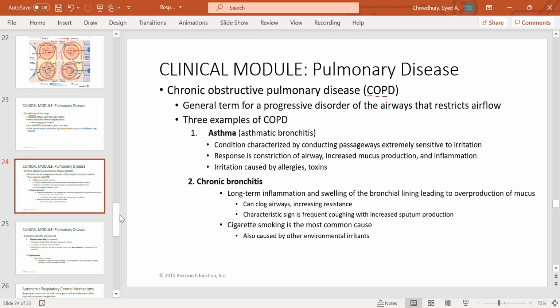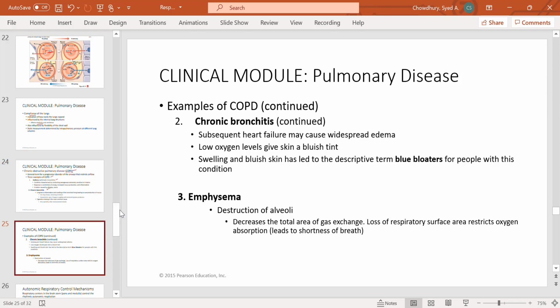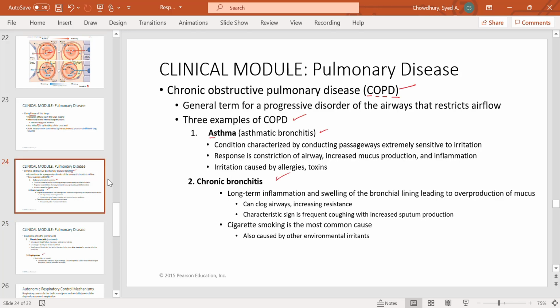Chronic obstructive pulmonary disease, COPD, we commonly hear that. This actually includes a number of clinical conditions. Three common examples of COPD are asthma, chronic bronchitis, and emphysema. Asthma is a condition in which the bronchioles constrict due mainly to an allergic reaction, and the allergic reaction releases some chemicals that cause the constriction of the bronchioles.